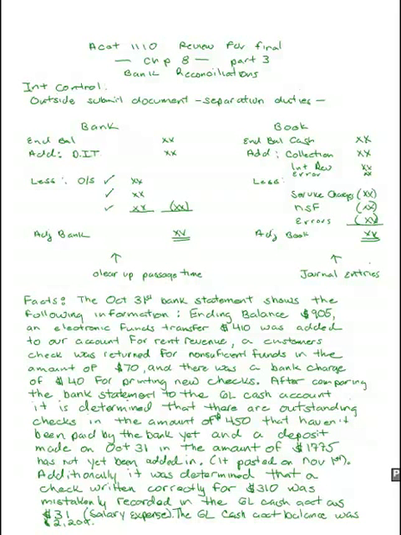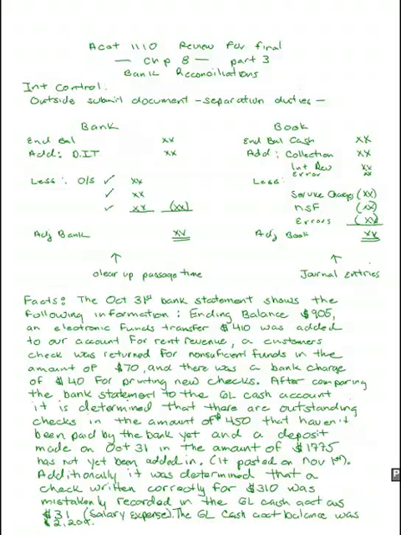for printing new checks. After we compared the bank statement to our general ledger cash account, we determined that the outstanding checks in the amount of $450 hadn't been paid by the bank yet, and a deposit made on October 31st for $1,775 wasn't added in. But it posted normally on November 1st. It's not a problem, it's a cutoff issue. It's additionally determined that a check written correctly for $310 for salaries expense was mistakenly recorded in the cash account as $31. Whoops, mistake. Our cash account has a balance right now in it of $2,209.